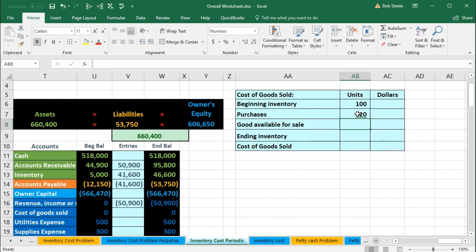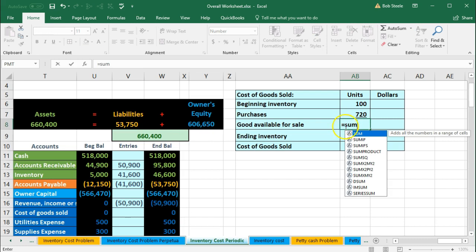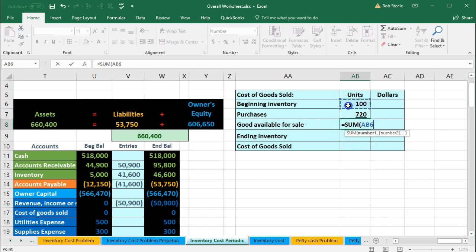So in AB7, 720. Then we will sum these or add these up, the 100 plus the 720, using the sum function. We're going to say equals SUM, double click the sum function, highlight the 100 and the 720, giving us 820. So that's going to be what we had available for sale. So obviously we sold some of those as we go, but that's what we could have sold at any given time throughout the entire month. That's how much inventory we had that went through our inventory system within that entire month.